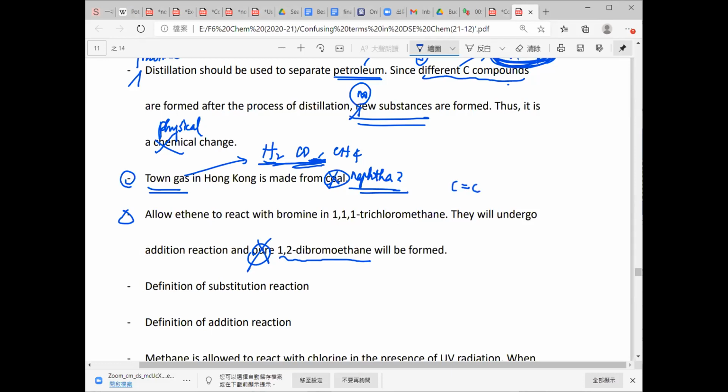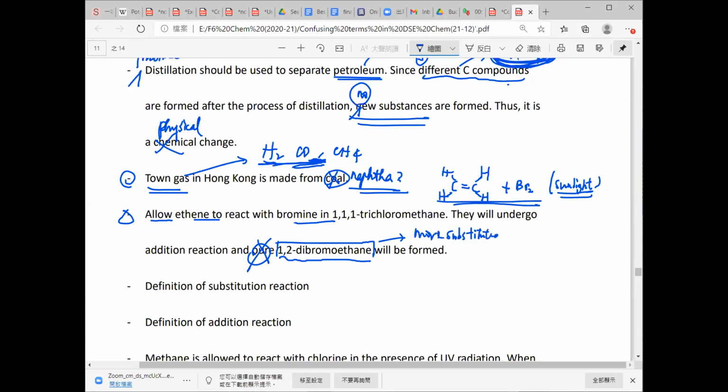Theoretically, you may find that it is right, but in reality it is not. Why? Because when ethene reacts with bromine, normally there is light present, so other reactions may occur. It's not the final product. It can go on to form more substituted products, that is, more bromo-substituted products. So it will give you a mixture, such as 1,1,2-tribromoethane, or even 1,1,2,2-tetrabromoethane. Please be aware of this.